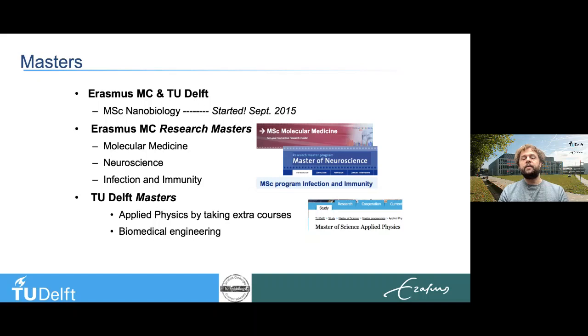You have to take some extra courses, so some students see, I really like physics much better. And then in their third year, they take a minor in physics, do elective courses in physics and a bachelor end project in physics, and then they can continue to the applied physics master, but also biomedical engineering and many, many other national and international Master of Science programs.